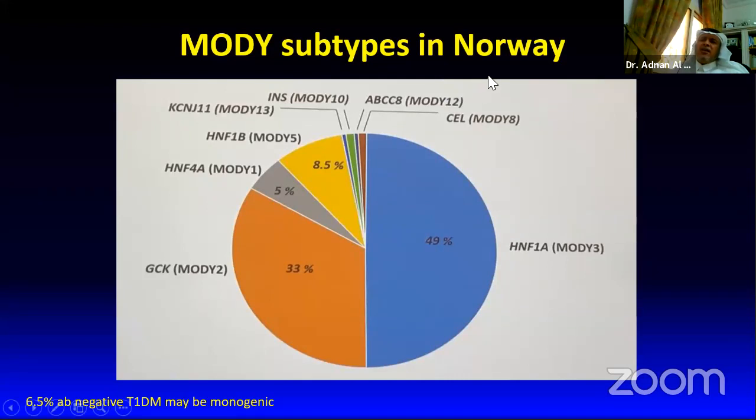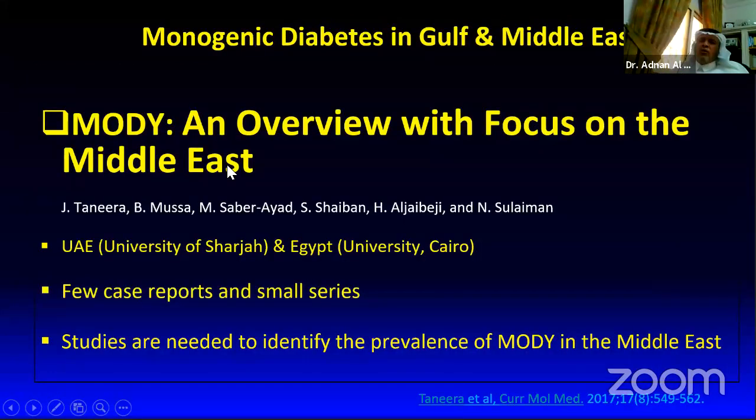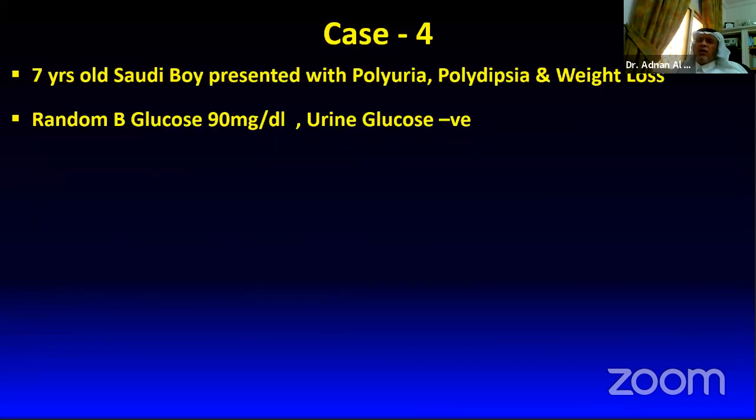There is a study done in Norway, and they showed that about 50% were MODY 3 and 33% MODY 2. In Italy, about 6% of their diabetic children were confirmed to have MODY, and about 55% of them were MODY 2. Now in the Middle East, there are really no studies. I found this study done by Tanir, but there are really no studies in the Middle East to confirm. So let me move to case number 4.